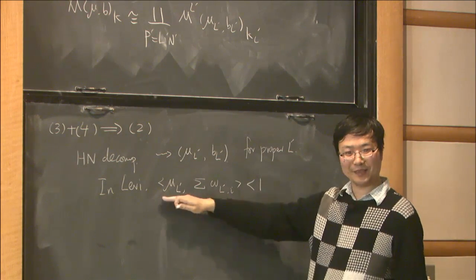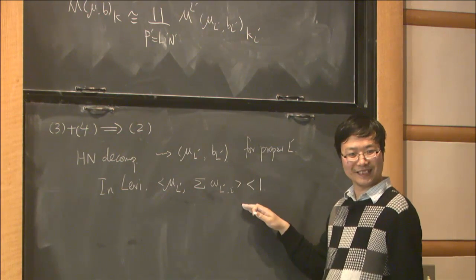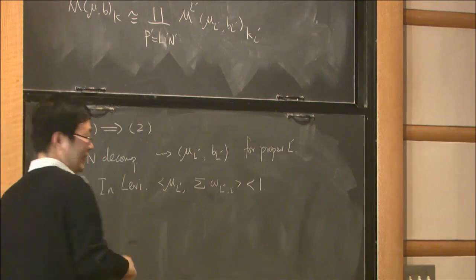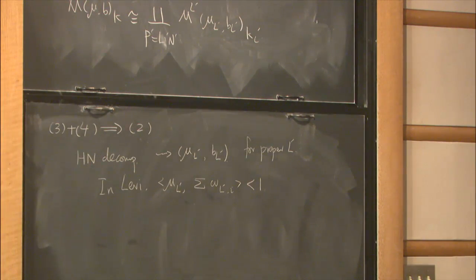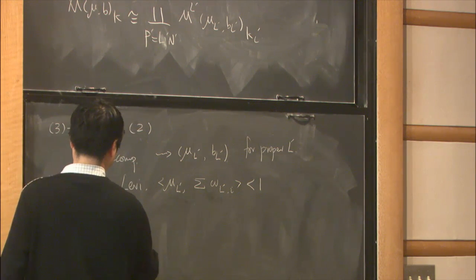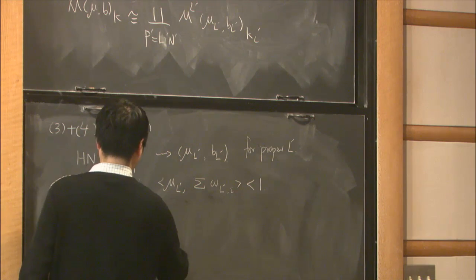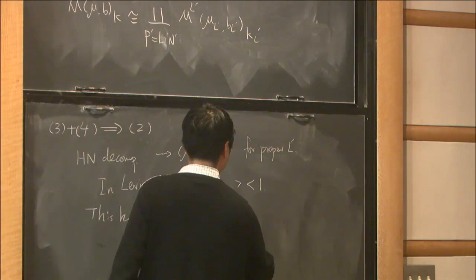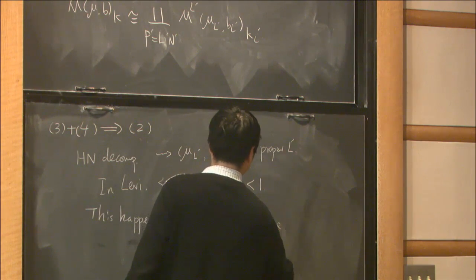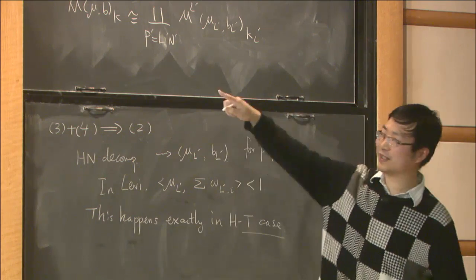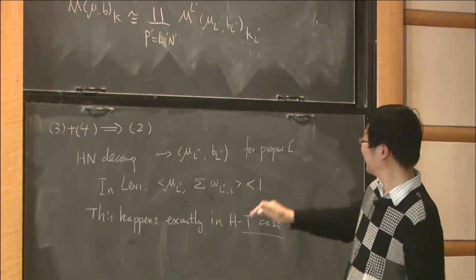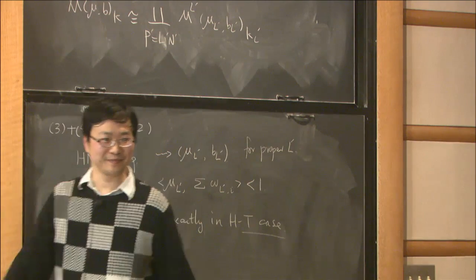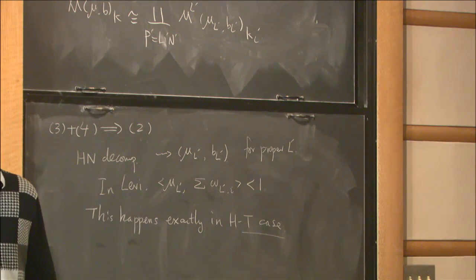And now, when does this condition happen? This condition happens exactly in the Hodge-Tate case. And in the Hodge-Tate case, we know this is dimension 0. So this is dimension 0, and this is dimension 0. OK, we'll stop here. Thank you.